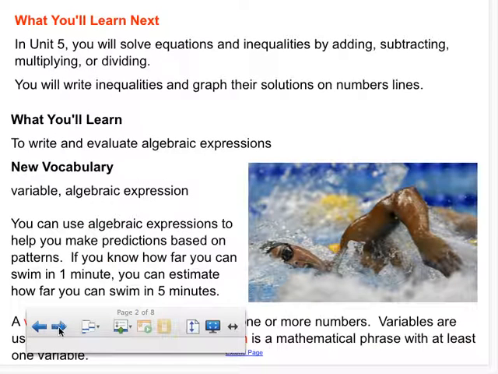So here's what we're working on today. This basically gives you a summary of what's happening for the entire unit. What you'll learn next, in Unit 5, you're going to learn to solve equations and inequalities by adding, subtracting, multiplying, or dividing. You'll learn to write inequalities and graph their solutions on number lines. What you'll learn today, you're going to learn to write and evaluate algebraic expressions.